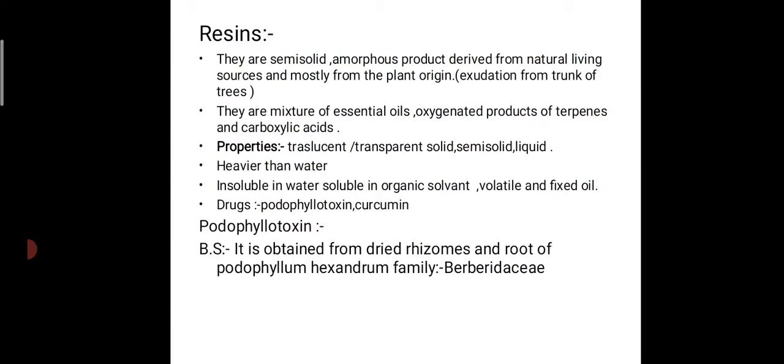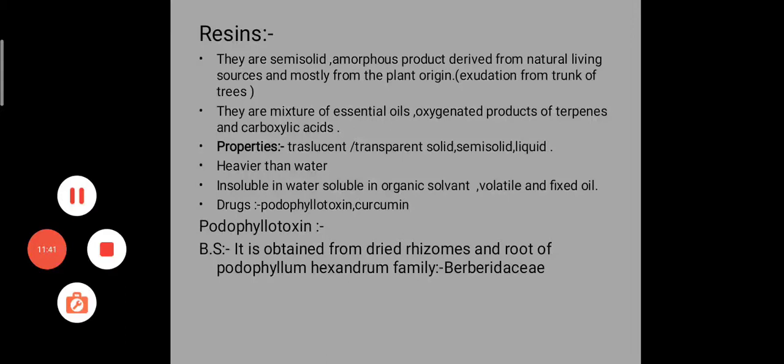Our next point is resins. What are resins? These are semi-solid amorphous products derived from naturally living sources, and they are mostly obtained from plant origin.